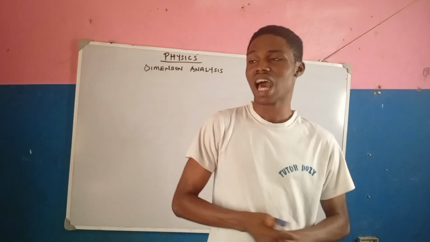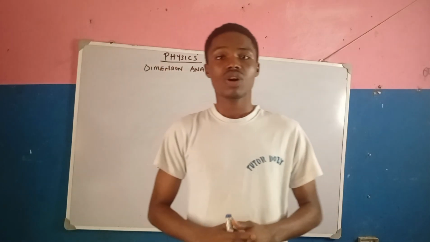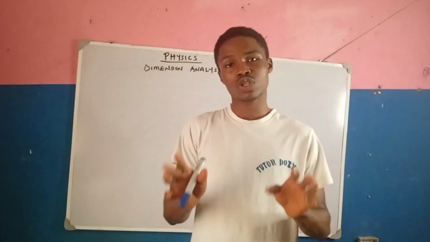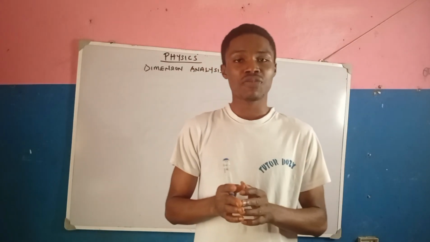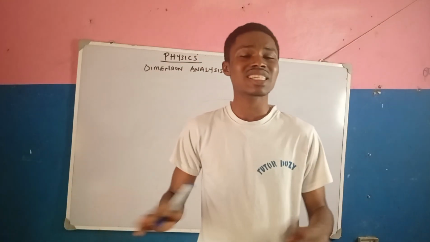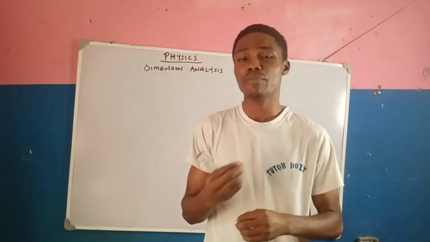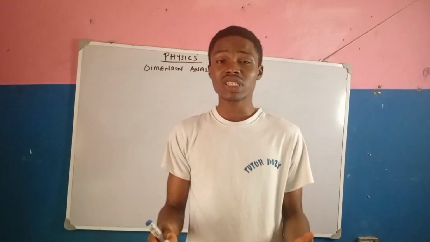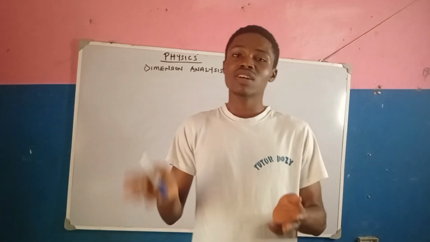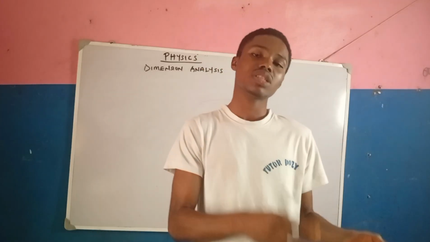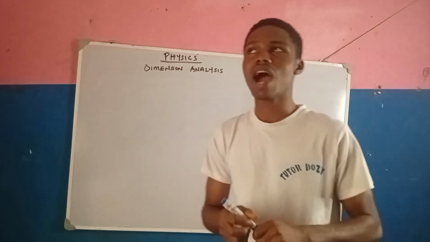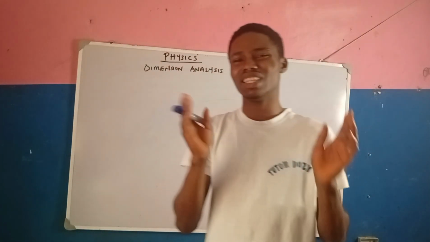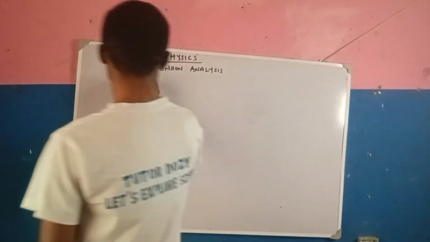Now, for you to understand dimension analysis very well, you need to understand the basic quantities, that's the fundamental quantities and the derived quantities. First, we have what we call physical quantities. What are physical quantities? Physical quantities are quantities that can be measured. A quantity is anything that can be measured. Under the physical quantities, they are subdivided into two, where we have the fundamental quantities and the derived quantities.